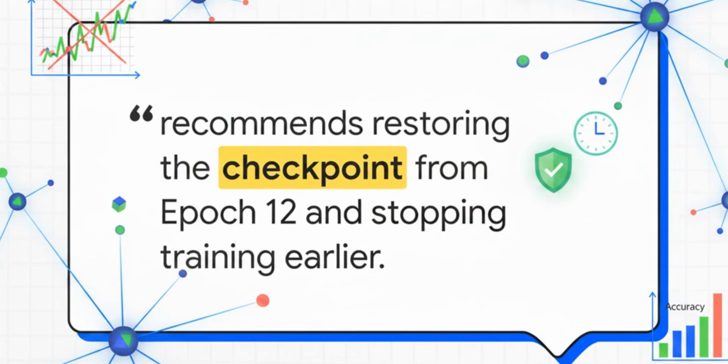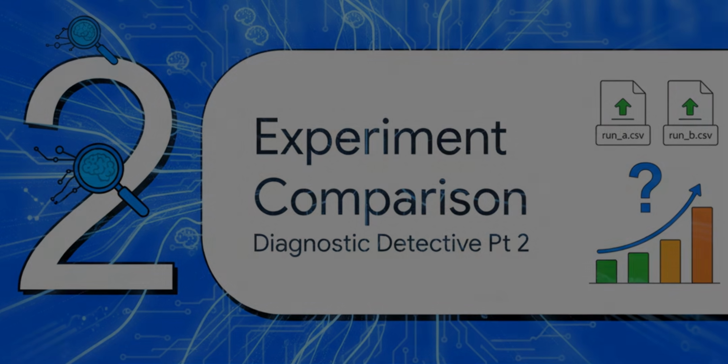And this brings us to what I think is literally the most powerful part of the whole system. Instead of tossing a chart your way and making you guess your next move, the agent explicitly gives you the fix. It says, the assistant recommends restoring the checkpoint from epoch 12 and stopping training earlier. It tells you exactly what the metrics mean and exactly what to do. The guesswork, completely gone.